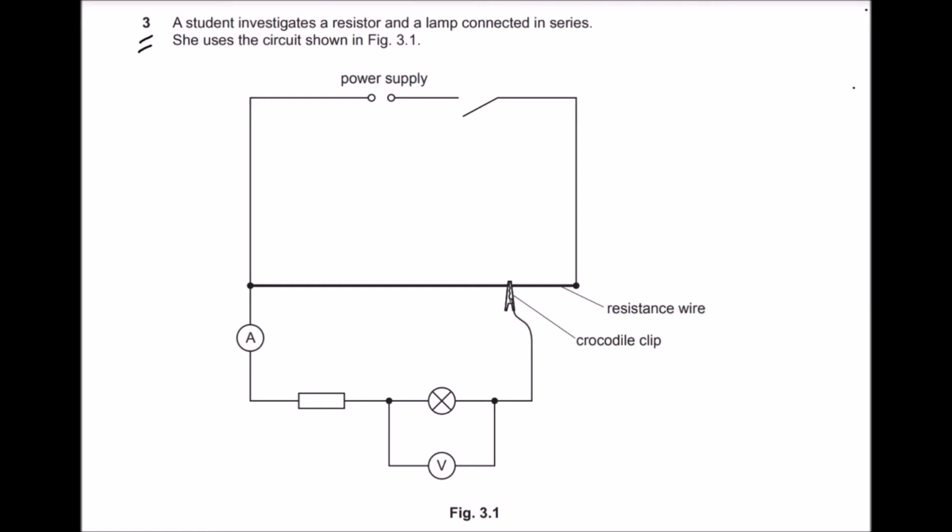A student investigates a resistor and a lamp connected in series. She uses the circuit shown in figure 3.1. Look at this circuit. It is an investigation regarding a fixed resistor and a lamp in series. The other components of the circuit are an ammeter for measuring current, a voltmeter to measure potential difference, a resistance wire, crocodile clip, power supply and a switch.